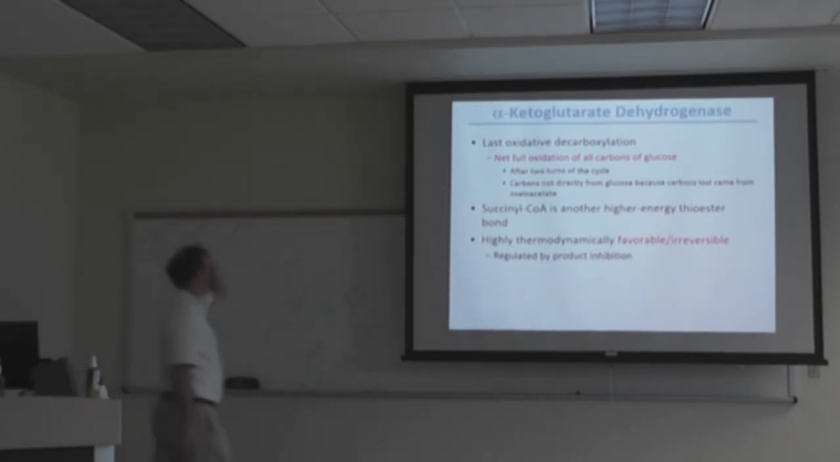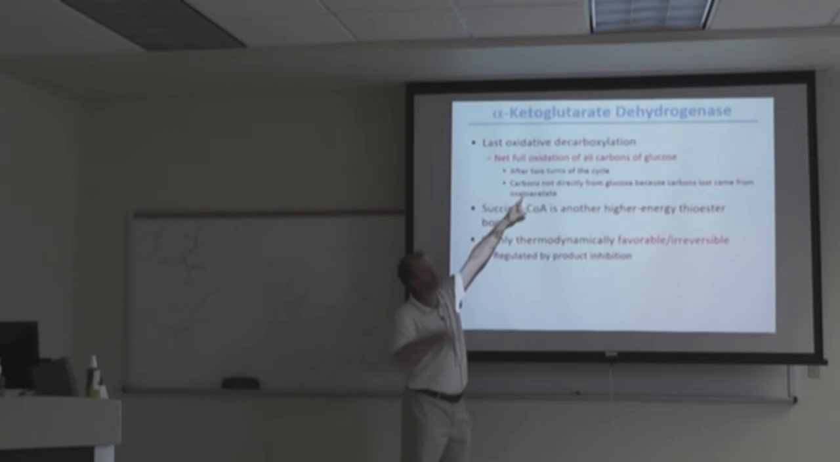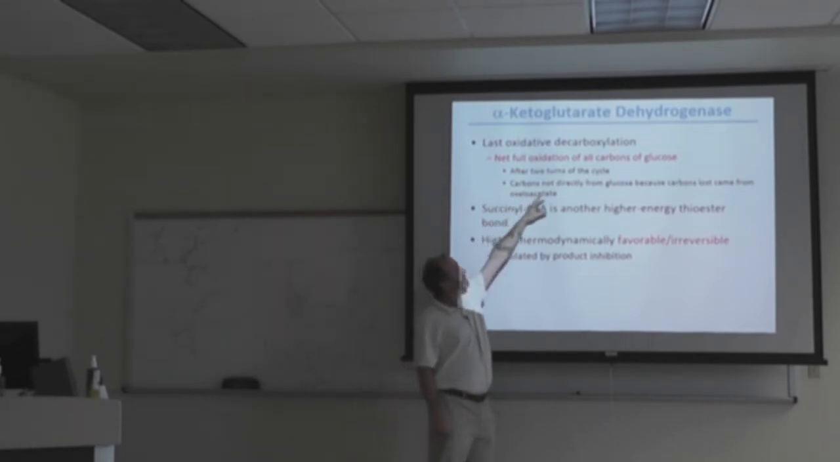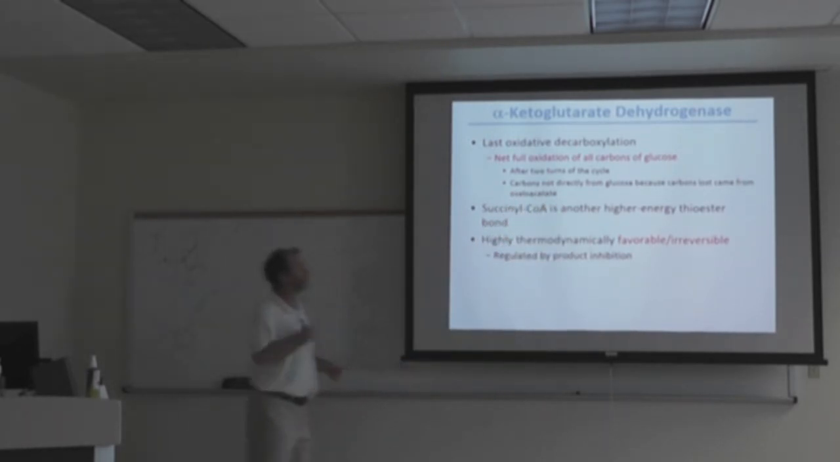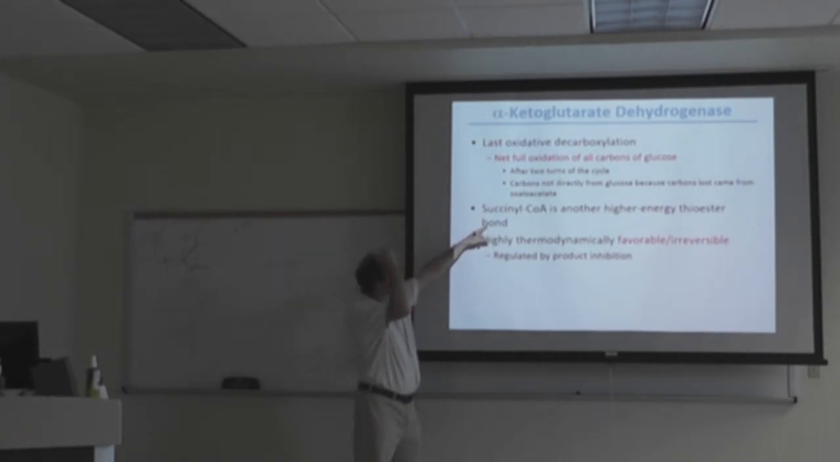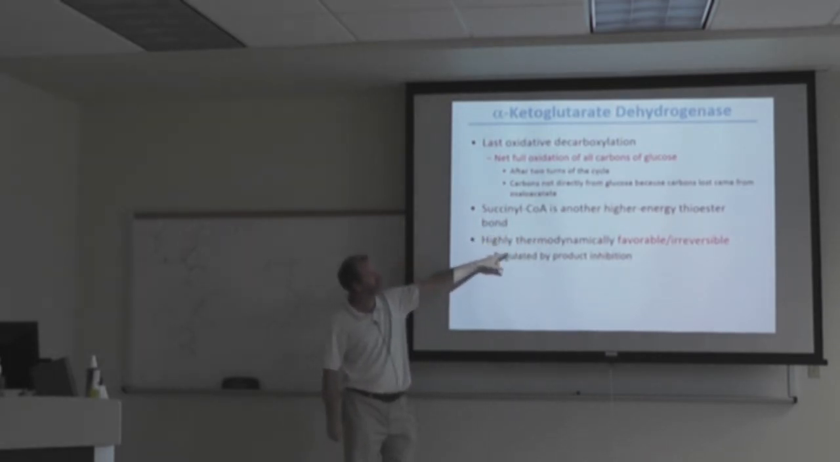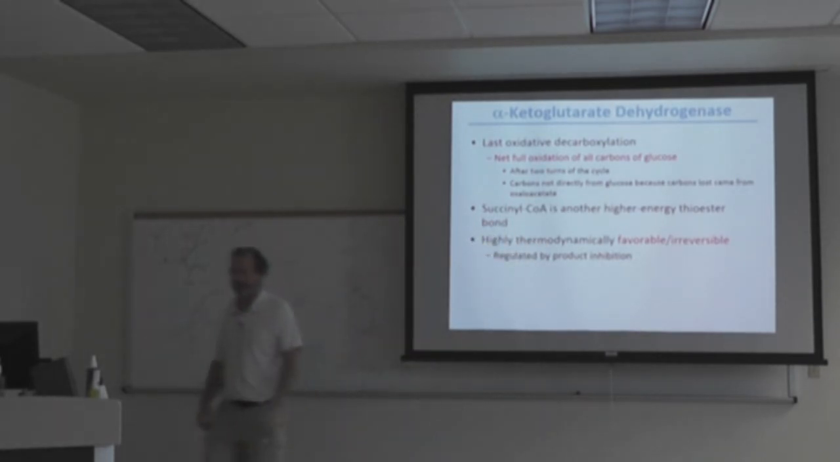So alpha ketoglutarate dehydrogenase, it's the last oxidative decarboxylation. You net full oxidation of all carbons of glucose after 2 turns of the cycle. The carbon lost is not directly from glucose because the carbons lost came from oxaloacetate, but after 2 turns of the cycle, you'll lose those carbons that entered 2 cycles beforehand. Succinyl-CoA is another high-energy thioester bond. It's highly thermodynamically favorable, irreversible, regulated again by product inhibition.